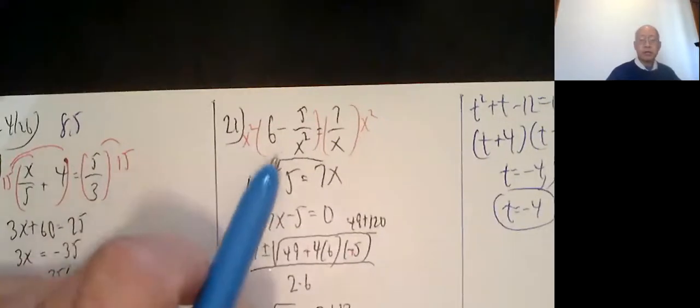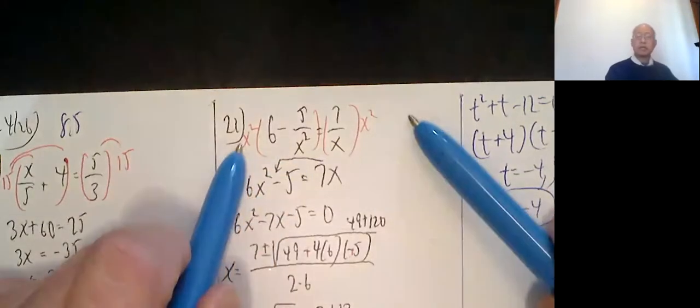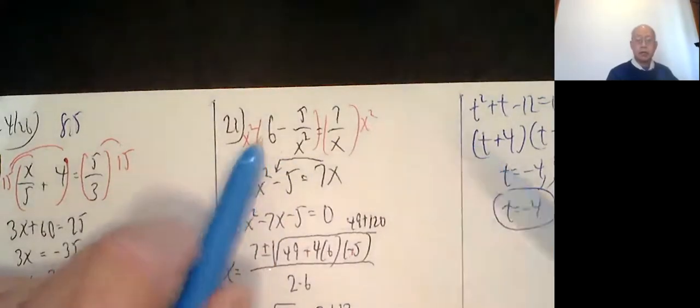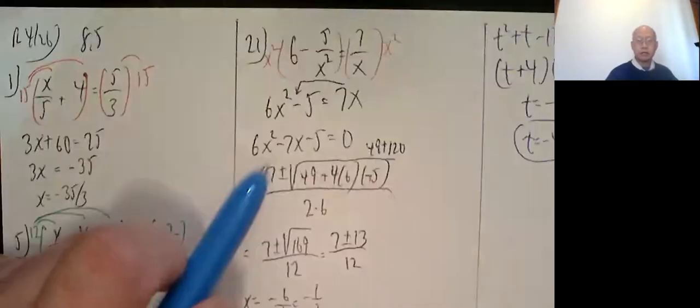In 21, x cannot be 0. Multiply both sides by x squared. 6x squared minus 5 equals 7x. Subtract 7x.